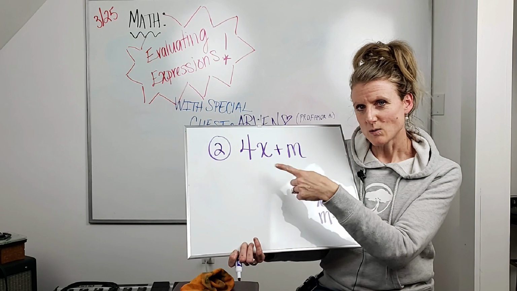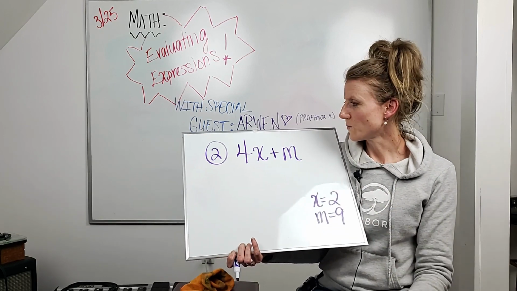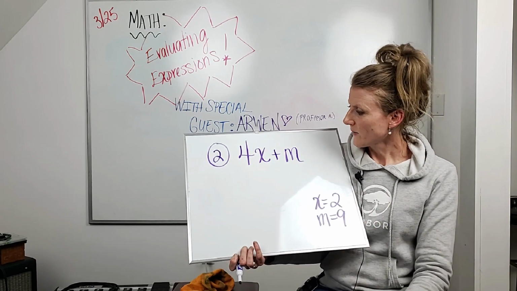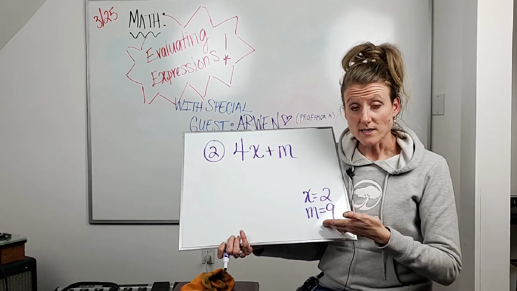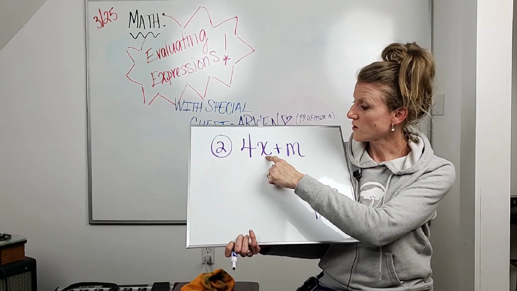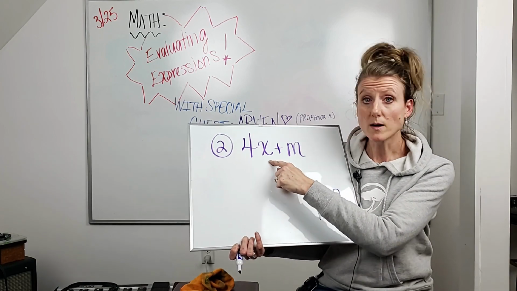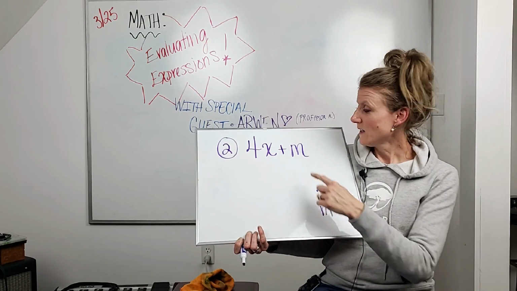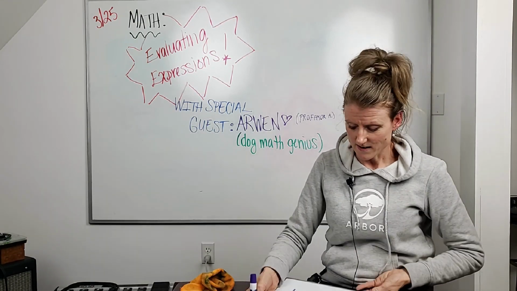No constant in this one. Constant, if you remember, is the number that sits alone. There's no letter attached. No constant there. So we do have some information today that we can plug in. We know that x is 2. I'm going to plug that in and multiply because they're side by side. And the letter M is a 9. So we're going to plug that in. I'll show you what that looks like.